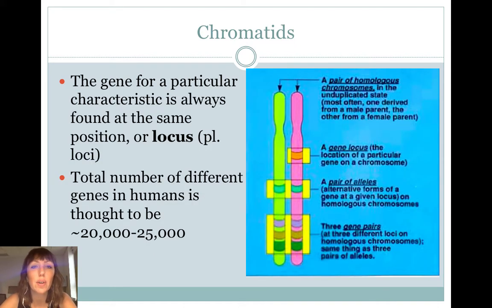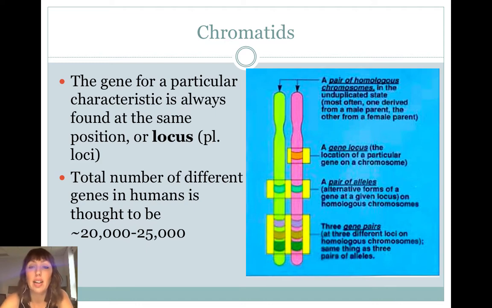Okay, so the gene for a particular characteristic is always found at the same position or locus. Plural would be loci. The total number of different genes in humans is thought to be 20,000 to 25,000, and this is protein coding genes. So this is why you have a homologous pair. If you look at this homologous pair of chromosomes, you have one from mom and one from dad, right? One from the male, one from the female.